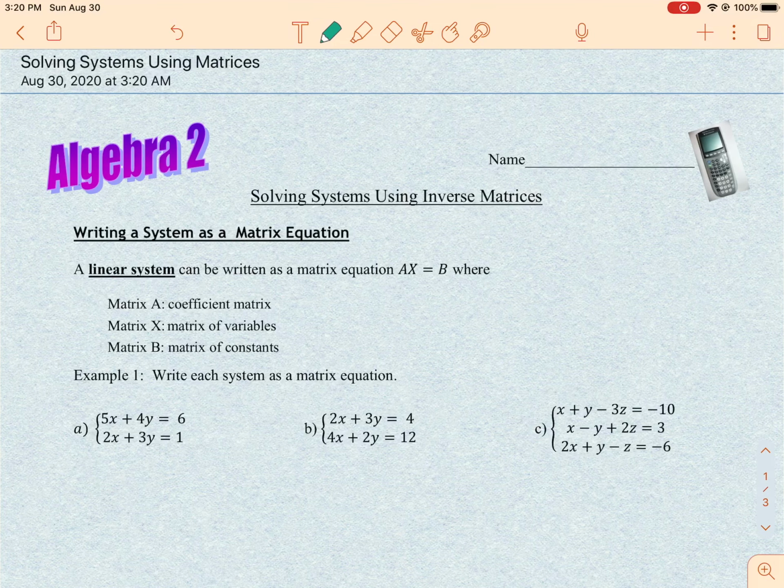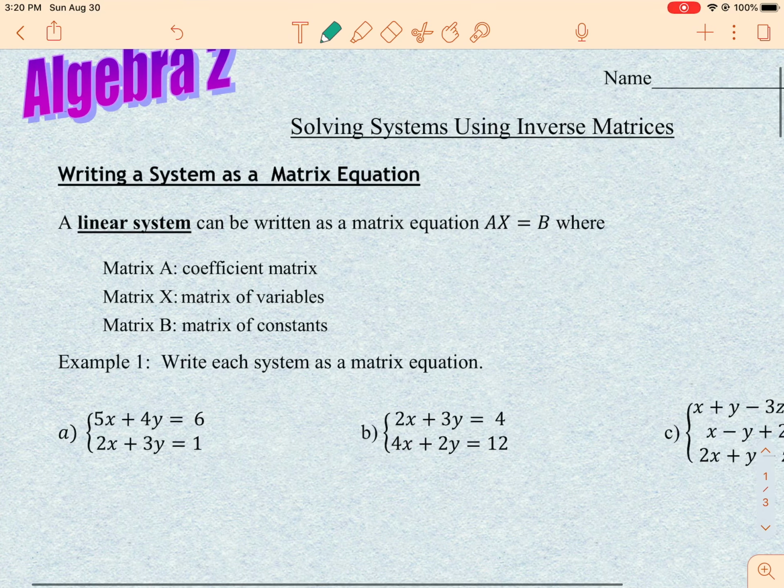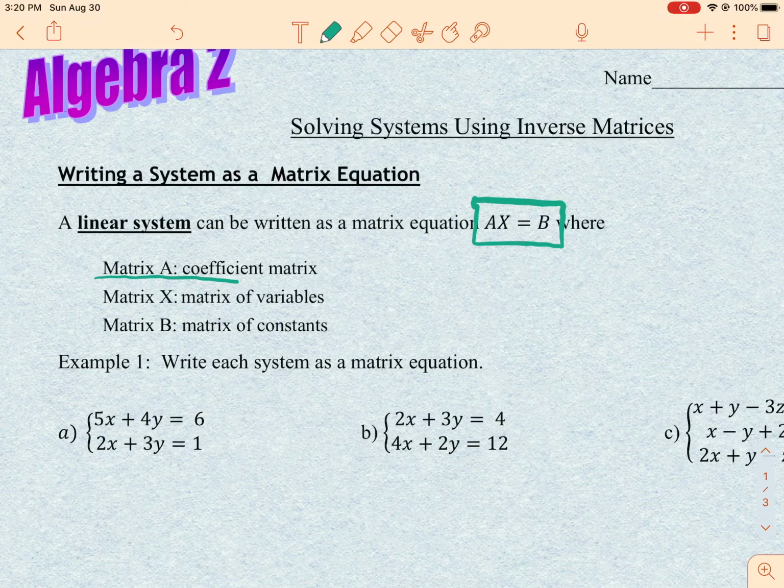So the first thing I want to take a look at here is we can rewrite a system with a matrix equation AX equals B. And each of those represent an entire matrix. So matrix A is the coefficient matrix. So we know a coefficient is the number in front of the variables. Our matrix X is going to be our variable. So that's our matrix of variables. And then the B is going to be our matrix of just the constants.